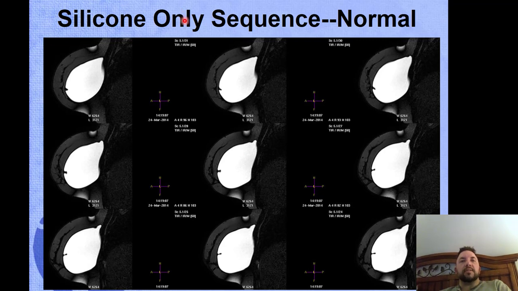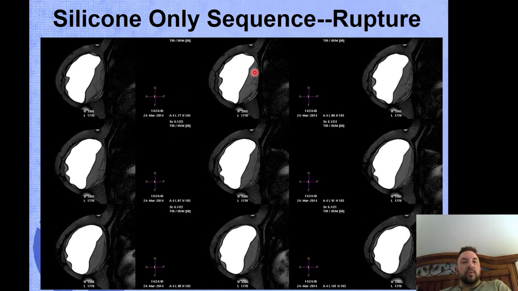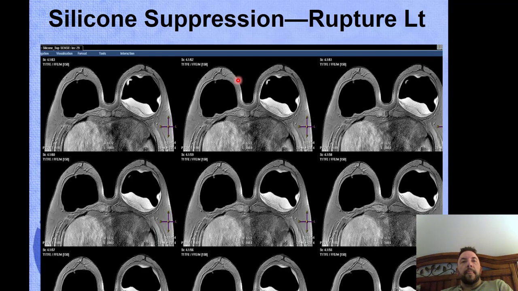Silicone-only sequence is designed with brighter signal from fluids. When you have brighter signal from fluids, that's a silicone-only sequence. When there's rupture, that's going to give you darker signal intensity or gray, isointense to the bright silicone-only. When you do the silicone suppression sequence, this is a double to a triple inversion recovery sequence, and what that does for you is it suppresses the signal from silicone. But again, same concept. There'll be variations in signal intensity indicating the presence of rupture of that implant.